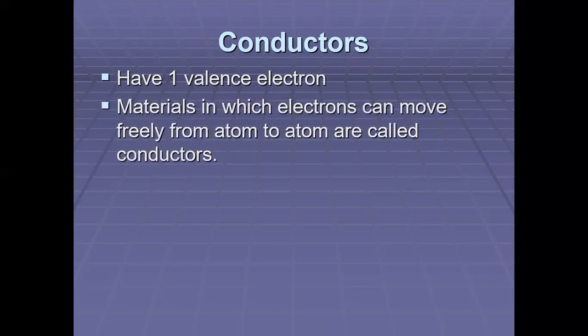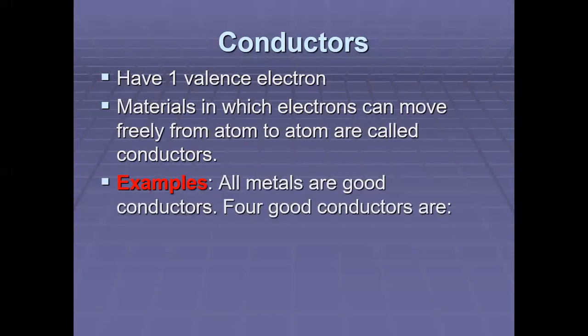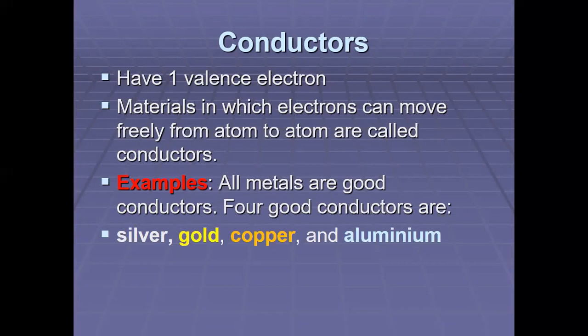Materials in which electrons can move freely from atom to atom are called conductors, because with only one electron, they are very inclined to move out. Examples: usually there are 4 very good conductors. They are number 1, silver, gold, copper, and aluminum. But silver is most widely used.